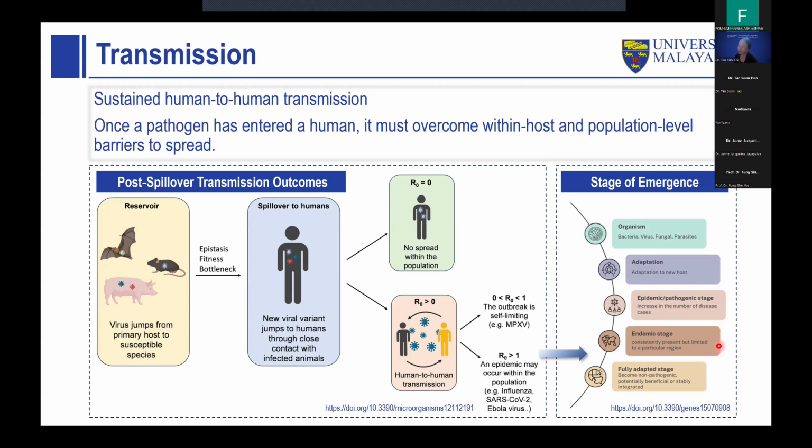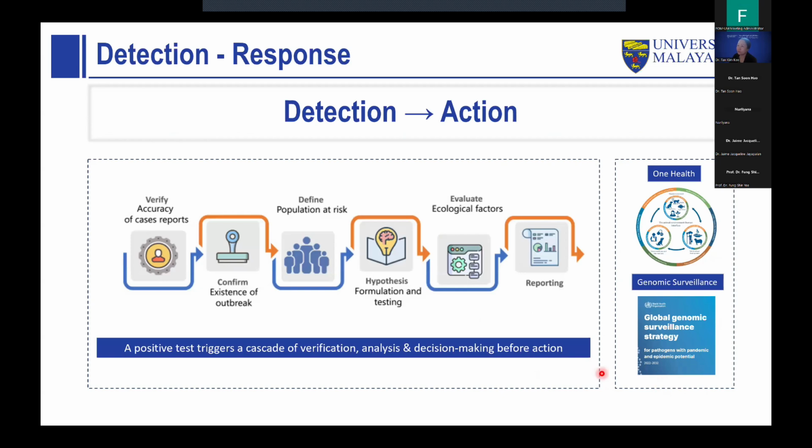So you will always see the virus or the pathogen present together with the people. There are always small outbreaks, and that is considered the endemic stage. And then there is the stage where that particular microbe becomes no longer pathogenic and becomes beneficial, under this fully adapted stage. It's not necessary that every microbe will eventually go into this fully adapted stage. So this is just a hypothetical scenario of the stages of emergence that a pathogen could go through.